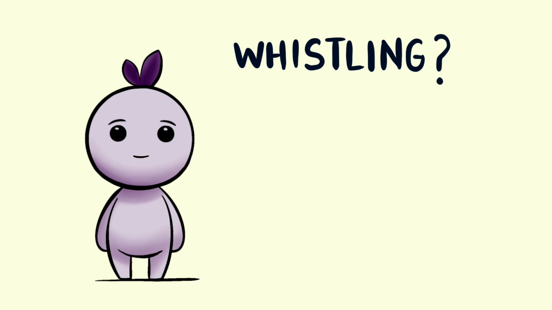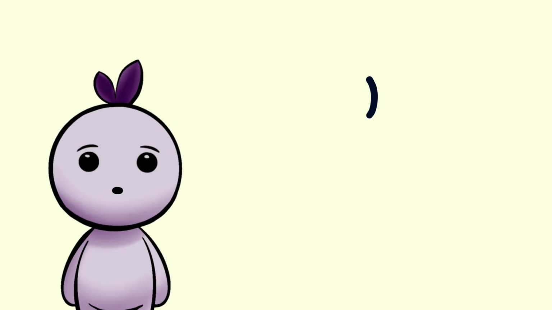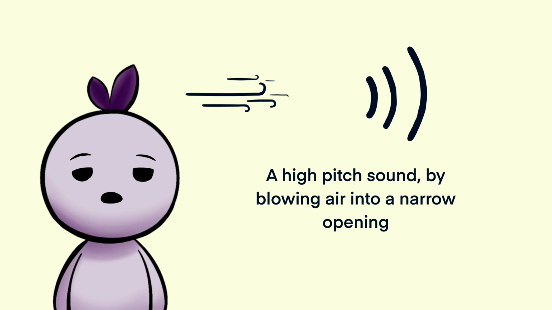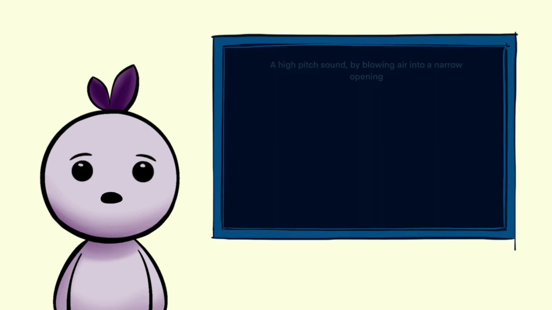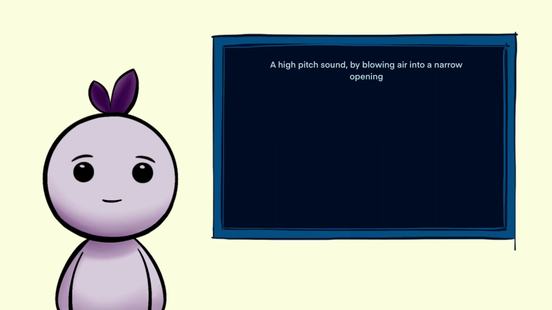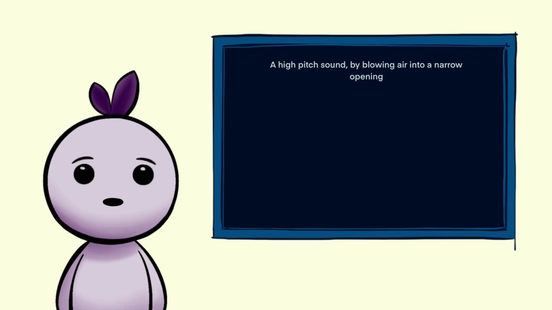Whistling. What exactly are we doing when we are whistling? We are making a high pitched sound by blowing air into a narrow opening. Now, all whistles don't sound the same. Hence, we can categorize the nature of a whistling sound into three categories.